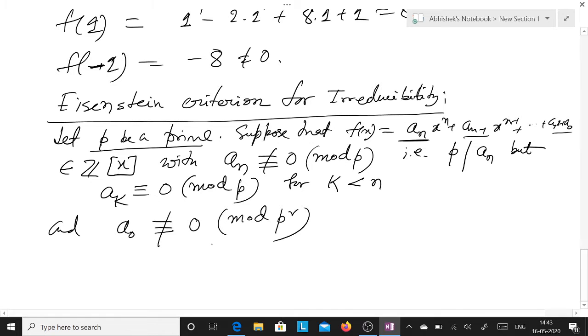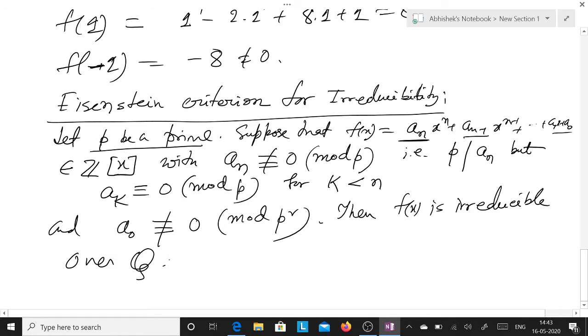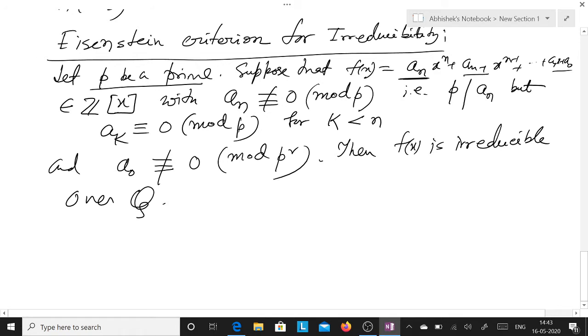So these are the conditions the Eisenstein criteria has, and if a polynomial will satisfy these conditions with respect to a prime p, then the conclusion is that f(x) is irreducible over Q. So the conclusion is f(x) is irreducible over Q.